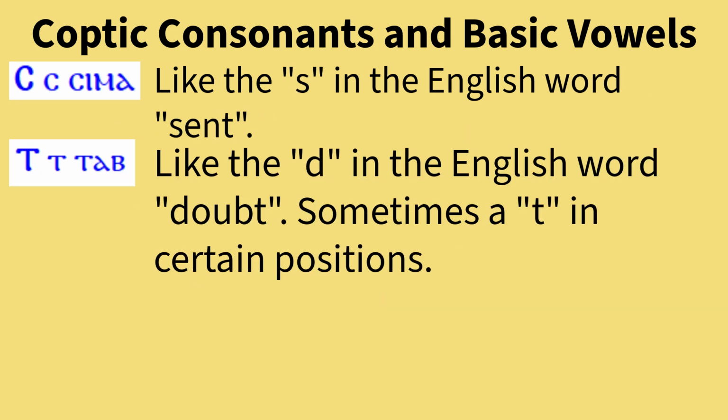We then have the Coptic equivalent of the letter S, the letter sima. This is like the S in the English word sent. We then have the Coptic letter dau. This is like the D in the English word doubt. However, sometimes, and I'll provide more information on this later in the video, it is a T in certain positions within a word.